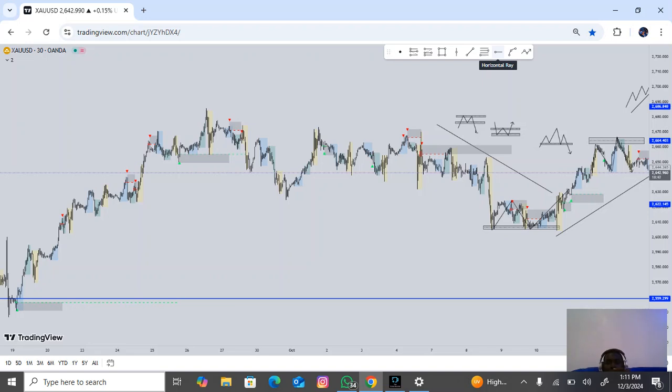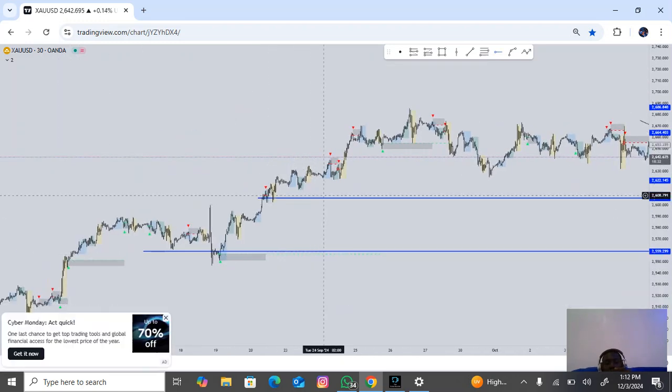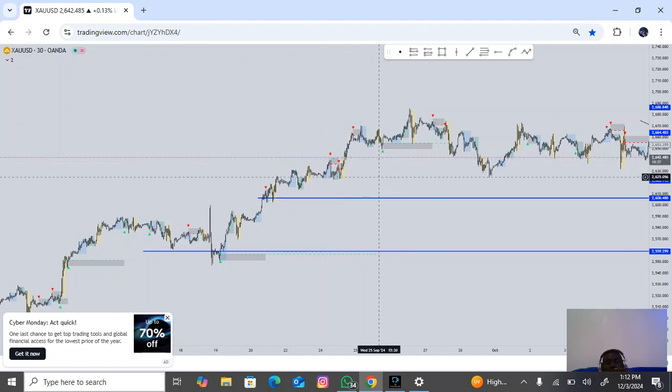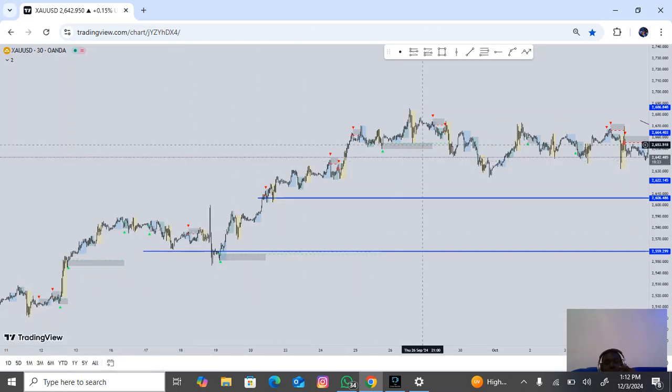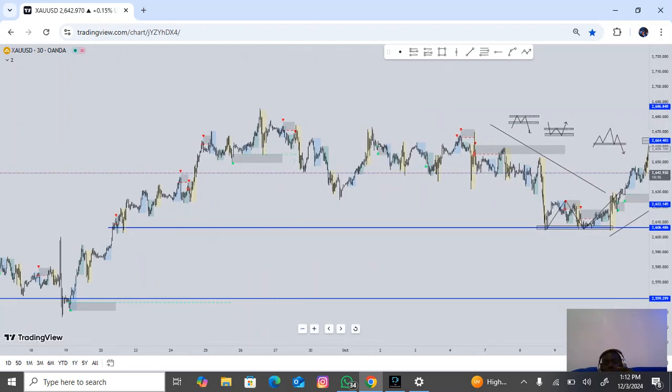Seeing a W pattern at the support area, that's a very good signal for a buy. That's a good buying opportunity. Spotting a double top at a resistance area, that's a good selling opportunity. As you can see, I say it's always a zone and not a line.